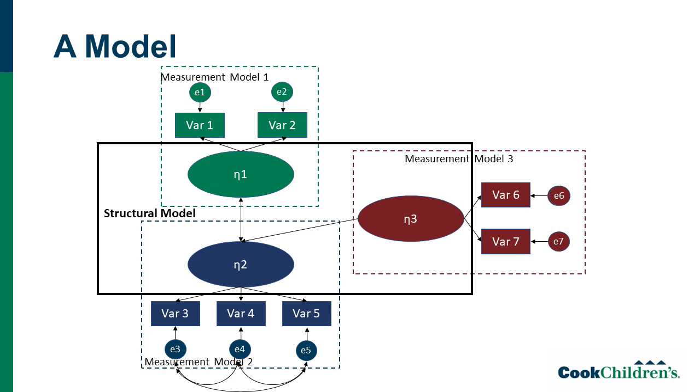Now, when we add in our measurement models, you can see that this is the second component, and it consists of the measured variables, the rectangles, variables 1 through 7, as well as latent variables, your ovals eta 1 through 3. And for this measurement model, 1 depicts eta 1, which is the construct underlying measurement variables 1 and 2.